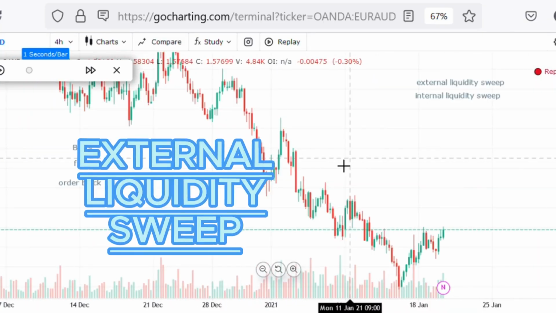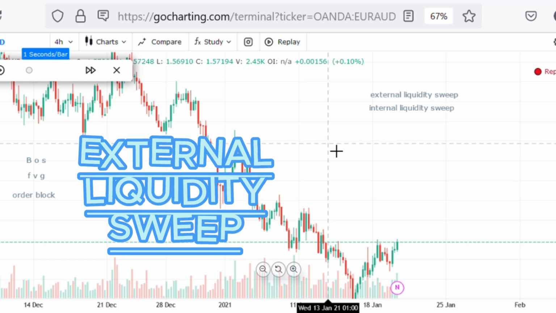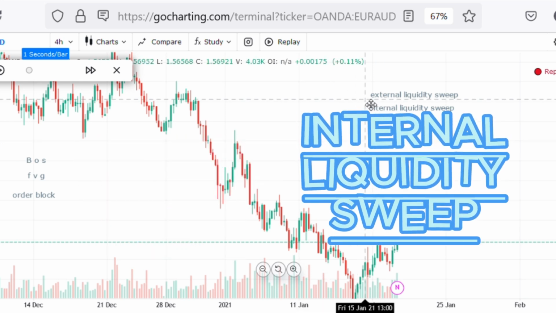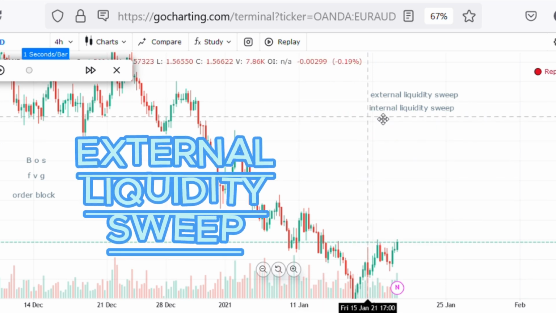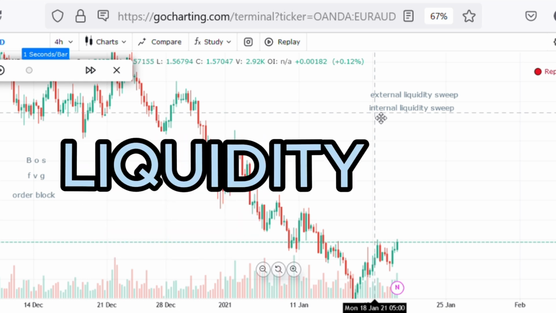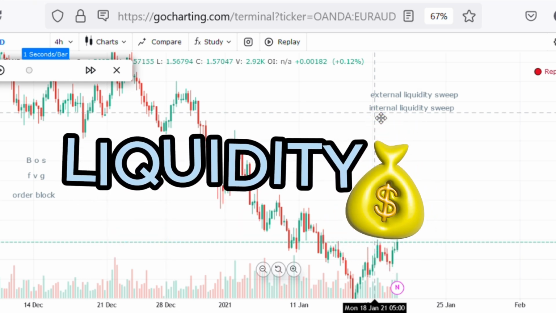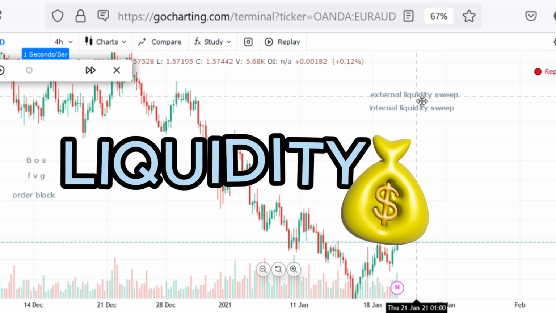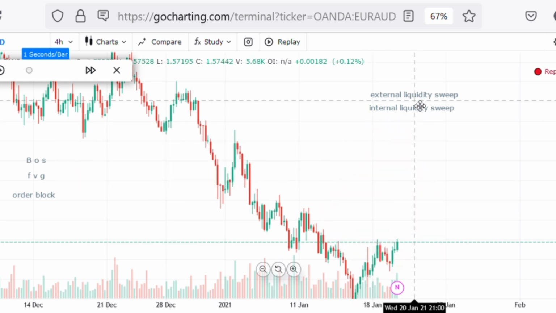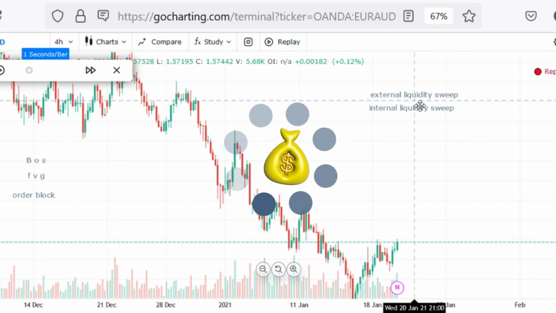One of the things is external liquidity sweep, and the second thing is internal liquidity sweep. And what do I mean with external liquidity sweep? Let's start with the word liquidity. Liquidity means money. In the simplest form, you should know liquidity as money. When it comes to forex, we all involve our money while trading forex, meaning that there is a lot of money circulating in the market.